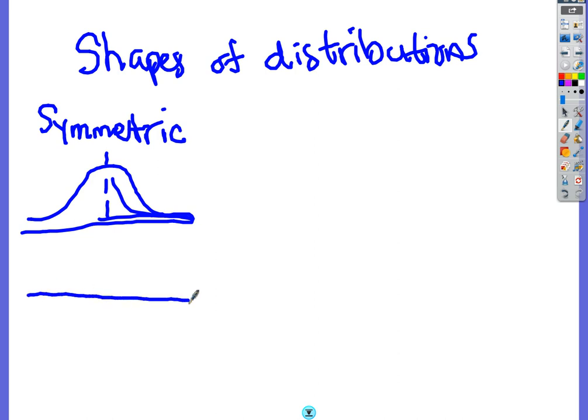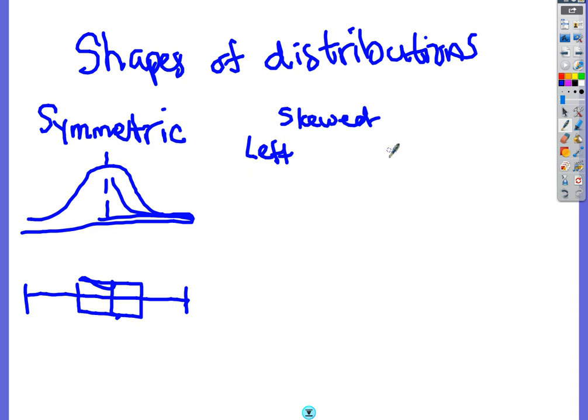In a box plot or a box and whisker plot, the data is going to pretty much be even right down the middle, and the median is going to be right down the middle. If it's not symmetric, that means it's going to be skewed. So it can be skewed left, or it can be skewed right.